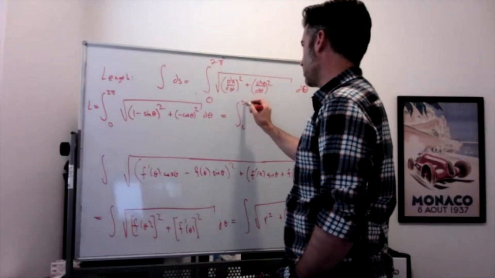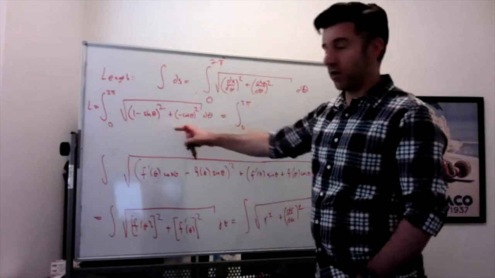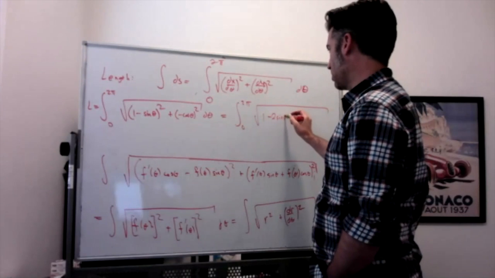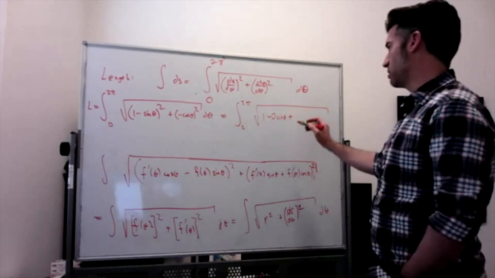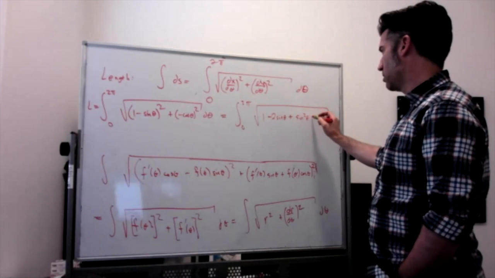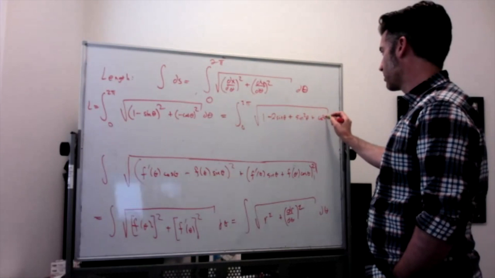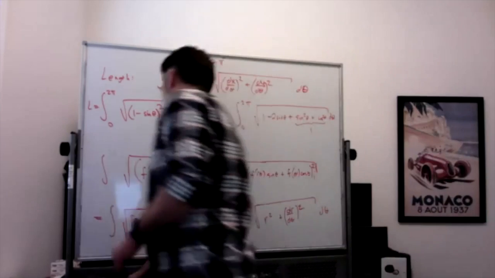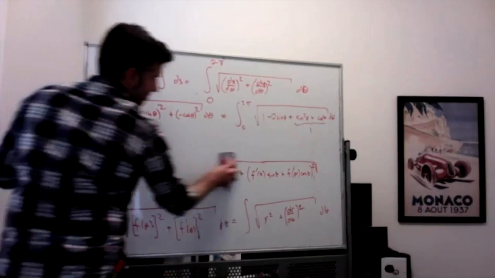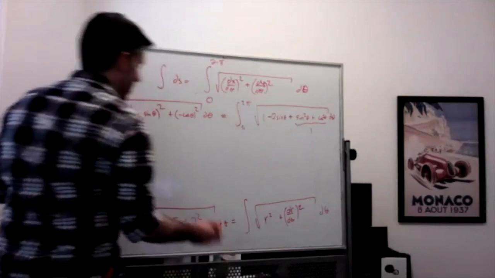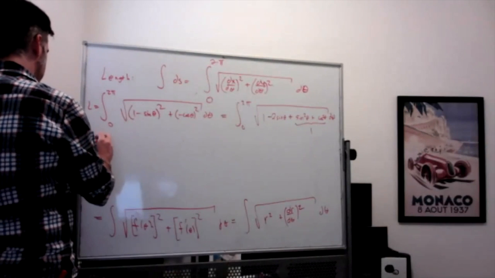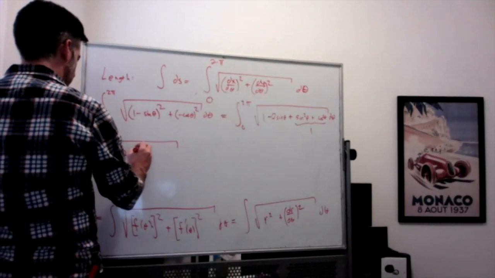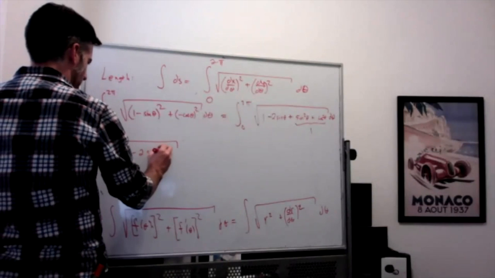Integral from 0 to 2 pi. For multiplying this out, we get the square root of 1 minus 2 sine theta plus sine squared theta plus cosine squared theta. That's equal to 1. So here's what I've got. I've got the integral from 0 to 2 pi of the square root of 1 plus 1, so 2, minus 2 sine theta.